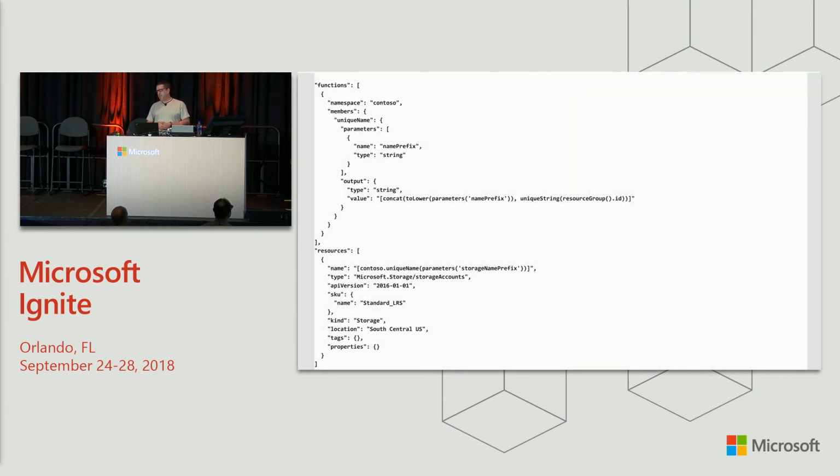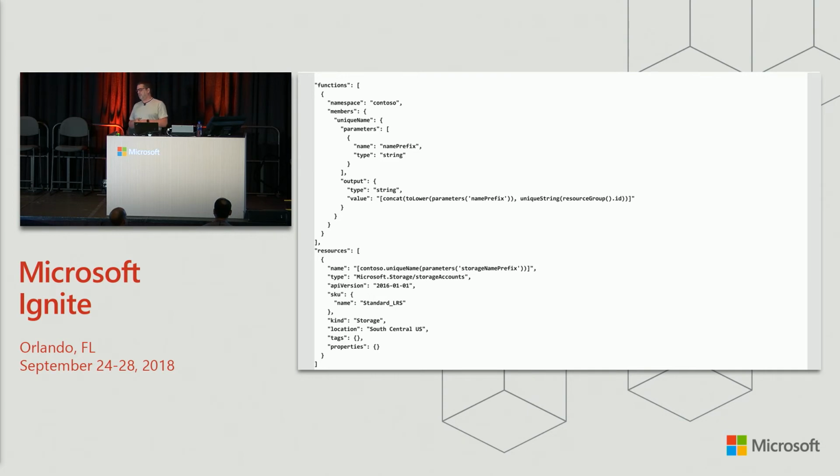At the top there, you can see there's a new property in a template called functions. It's an array of objects. Inside the object, there is a property called namespace. So functions have to have namespaces. And then inside of that, there's some members. Each member is then a function. The function takes in parameters and produces output.